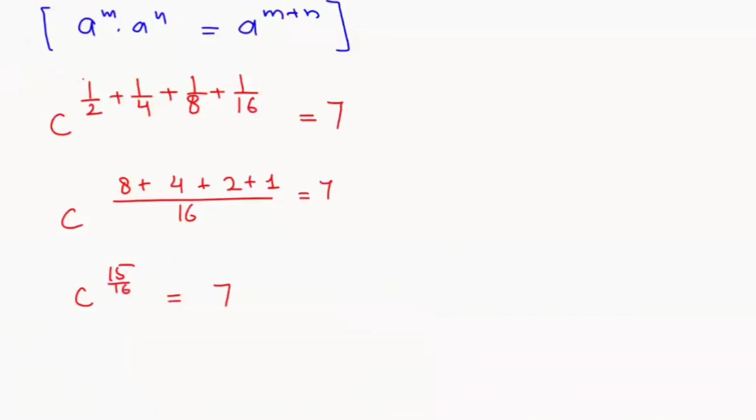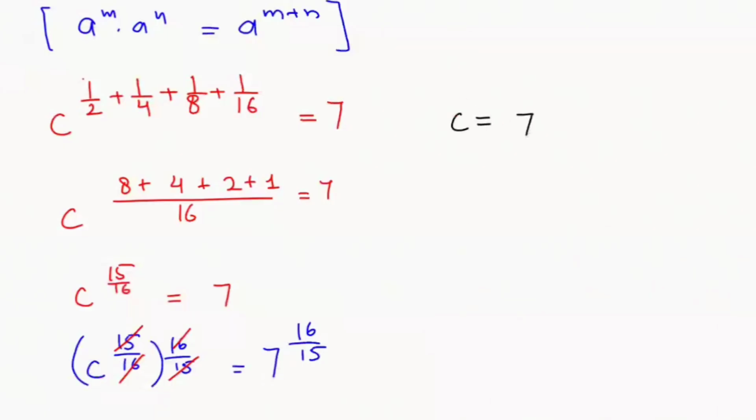Now here I am going to raise 16 over 15 on both sides: c to the power of 15 over 16 and whole to the power of 16 over 15 is equal to 7 to the power of 16 over 15. Here this and this get cancelled. So the next expression we get is c is equal to 7 to the power of 16 over 15. This is another way to find the value of c. This is the final answer.